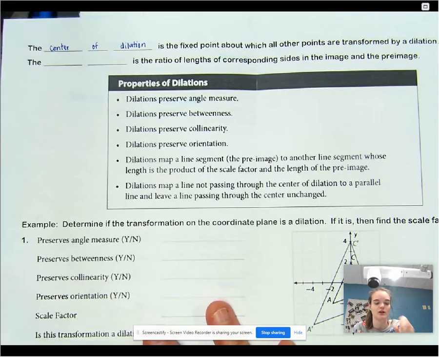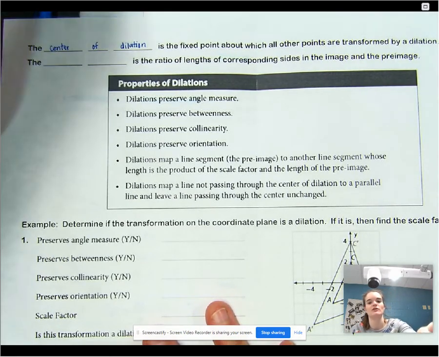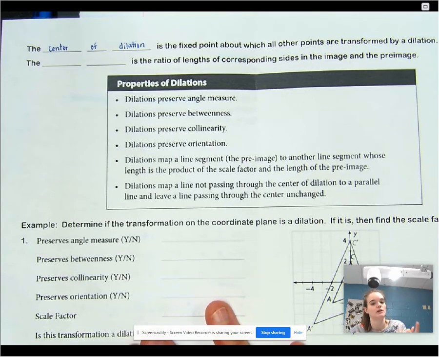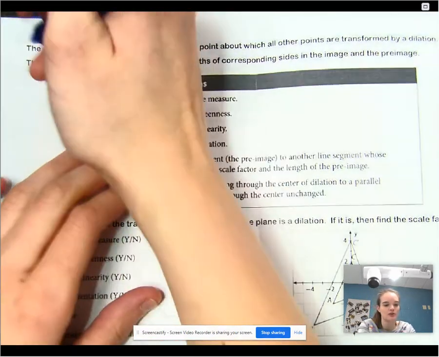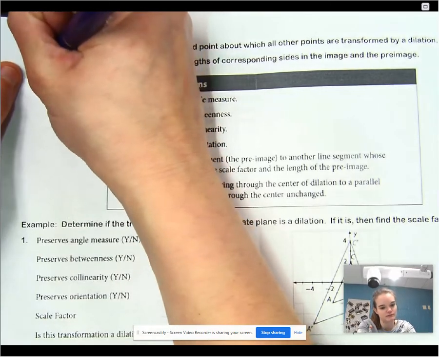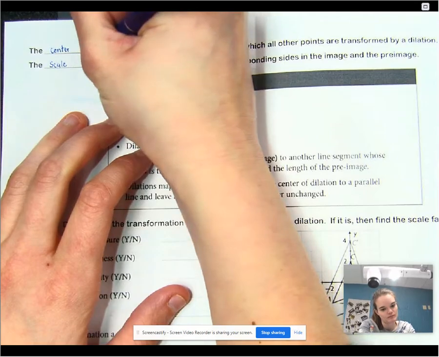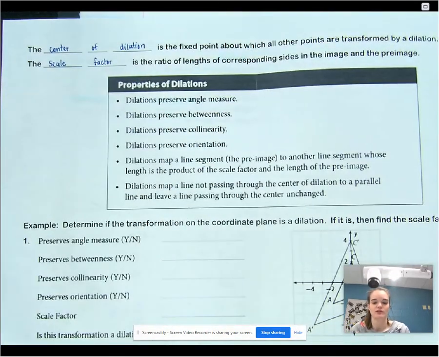So there will be a center. Normally, you're used to things having a center, like when we rotate, it had a center around the origin. Sometimes it was a center around a point. That's what we're going to be finding. Also, the scale factor is the ratio of lengths of corresponding sides in the image and the pre-image. We just kind of found that on the front.